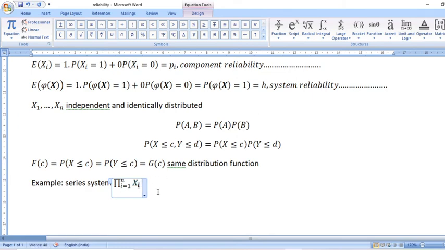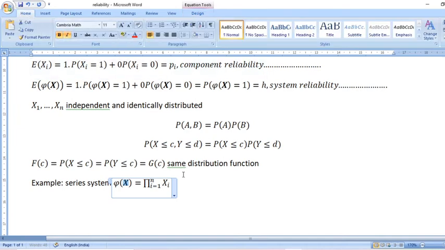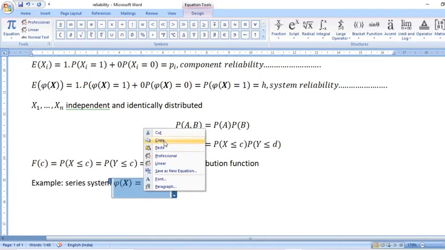Xi. This is the structure function of series system. So how can we represent? This is the structure function of series system. Now, what is the probability? What is the reliability? Reliability is nothing but probability of phi of x equal to 1.